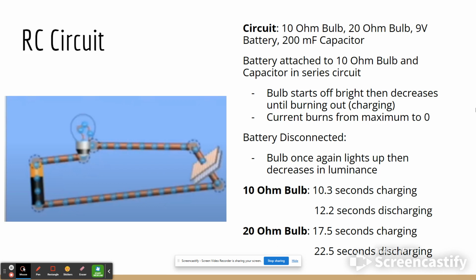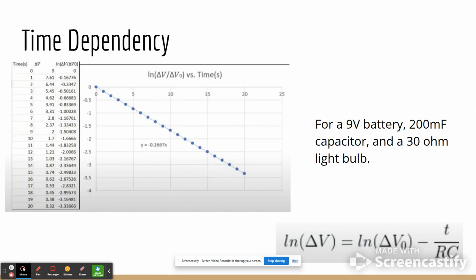The 10 ohm bulb took 10.3 seconds charging and 12.2 seconds discharging, and the 20 ohm bulb was recorded at 17.5 seconds charging and 22.5 seconds discharging. Here is the time dependency graph. You can also pause to view this. This is for a 9-volt battery, 200 mF capacitor, and a 30 ohm light bulb. And there is the ln delta V formula down there at the bottom.